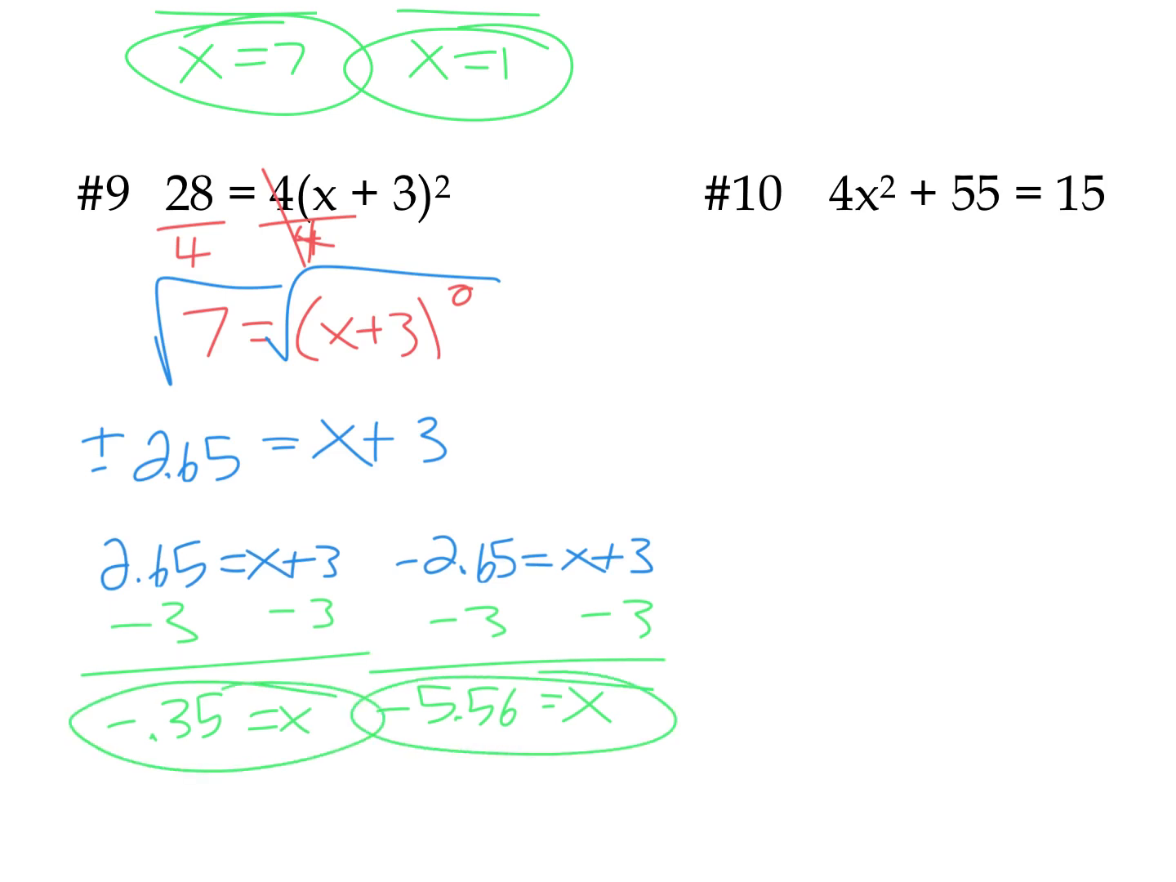Okay. Two solutions, in case both of them are negative, that can happen. They can both be negative, both be positive, one of each. We have two different solutions there.